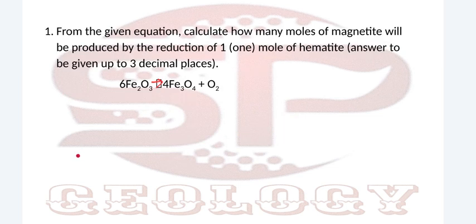From the given equation, calculate how many moles of magnetite will be produced by the reduction of 1 mole of hematite. When you see this type of question, first you have to see the equation and identify which is your hematite and which is magnetite. This one is your magnetite, this was your hematite.